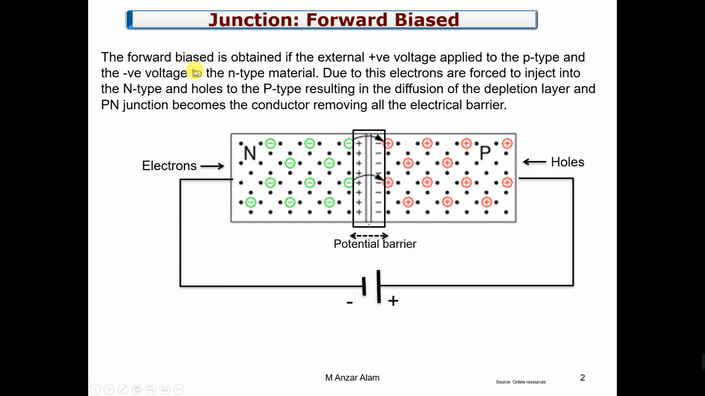The forward bias is obtained if the external positive voltage is applied to the P type and the negative voltage applied to the N type. Due to this, electrons are forced to inject into the N-type and holes to the P-type, resulting in the diffusion of the depletion layer. And the P-N junction becomes a conductor, removing all the electrical barriers.